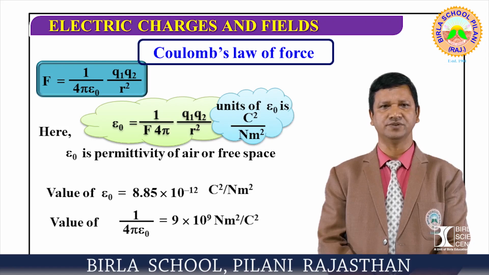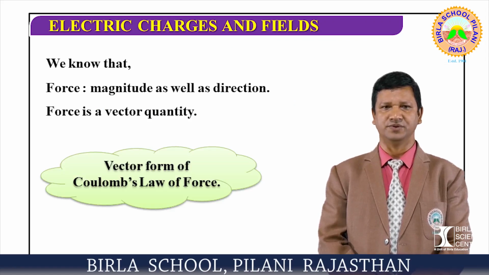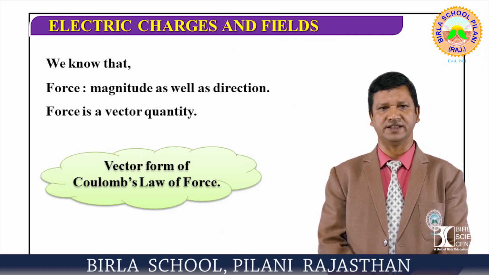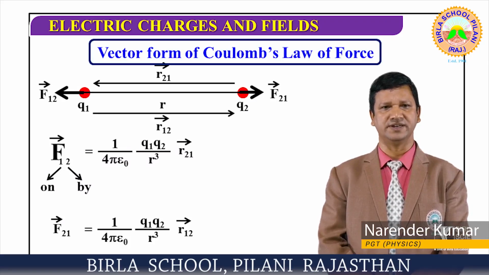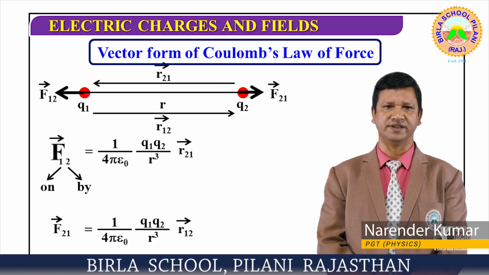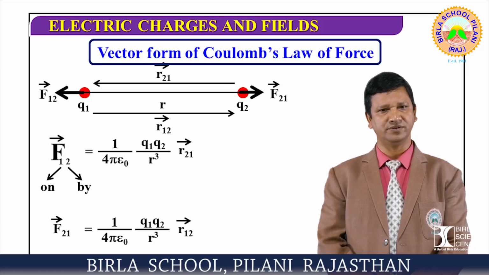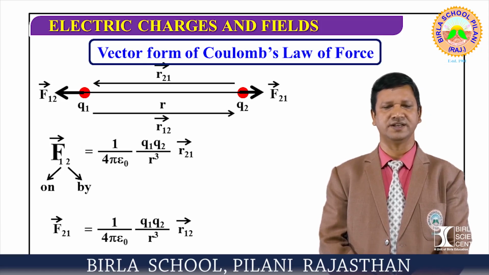Let us continue with Coulomb's law. As we know, forces have magnitude as well as direction, so force is definitely a vector quantity. So let us study Coulomb's law in vector form. Let us consider two charges Q1 and Q2 of particular magnitude. For example, if both charges are of the same nature, then we obviously get a force of repulsion on 1 due to 2, and on 2 due to 1. We call the force on 1 due to 2 F12.